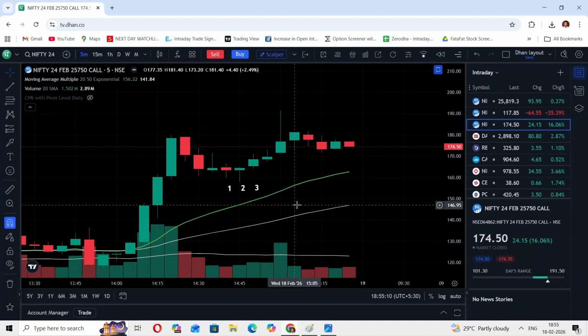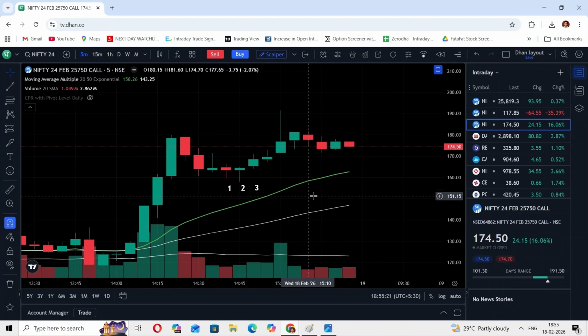So that way, if you have properly identified the trend today, you not only saved your capital, but also gained your confidence that yes, I can read this particular trend change logic.